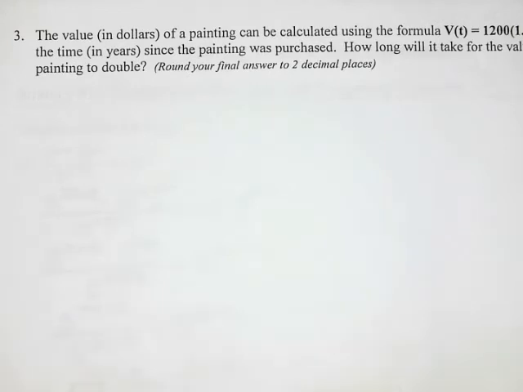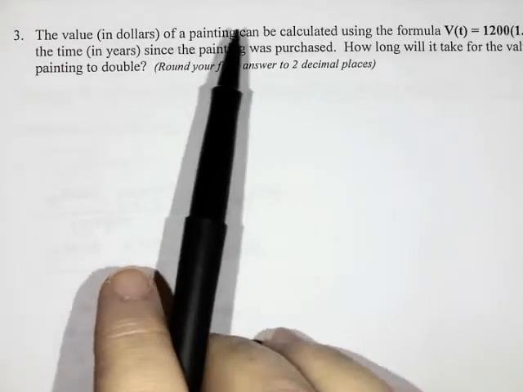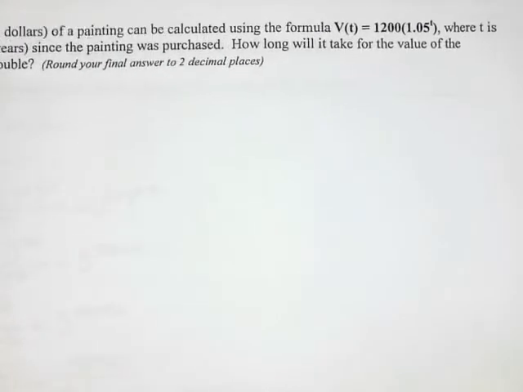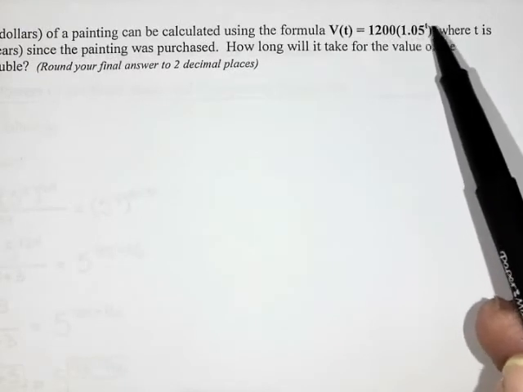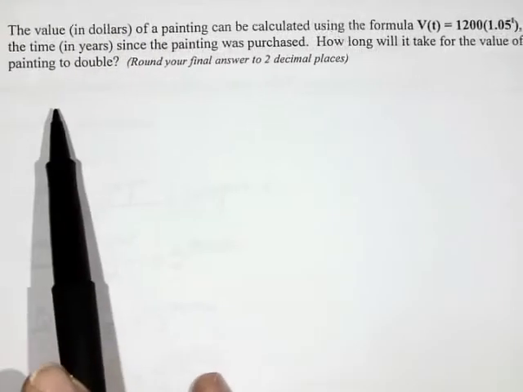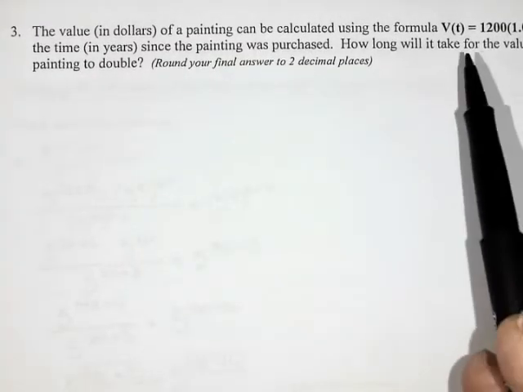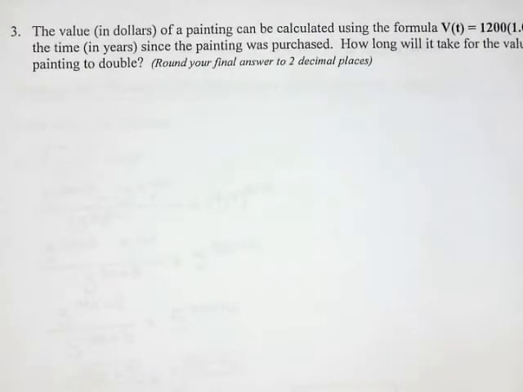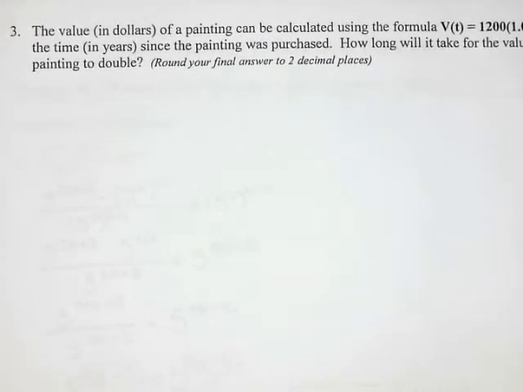This is example number 3 of our lesson on equation applications. So our question says the value in dollars of a painting can be calculated using the formula V at T equals 1,200 times 1.05 to the power of T, where T is the time in years since the painting was purchased. So it didn't specify the V, but the V stands for the value. How long will it take for the value of the painting to double? Round your final answer to 2 decimal places.